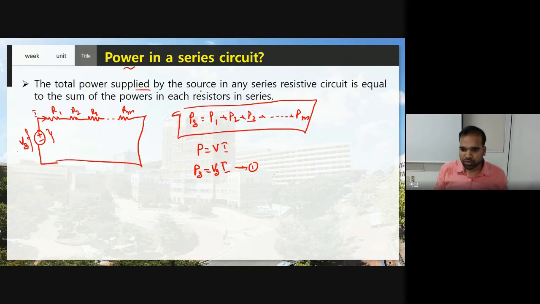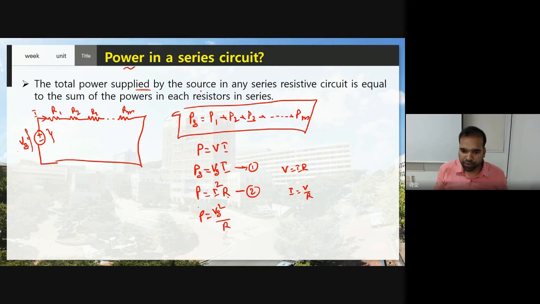Now, as per Ohm's law, V equals IR. So if I substitute IR instead of the source voltage, P equals I squared times R. This is our second formula. If you know current and resistance, you can calculate power. Now we have another relation, I equals V by R. If I substitute V by R instead of current, P equals Vs squared by R.